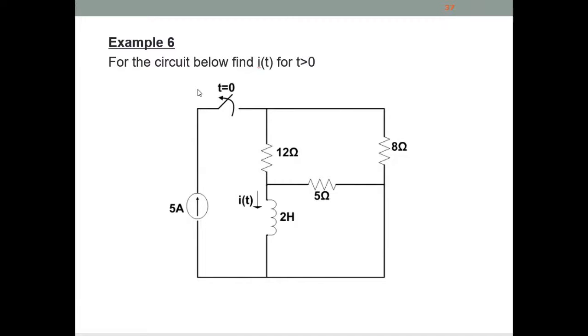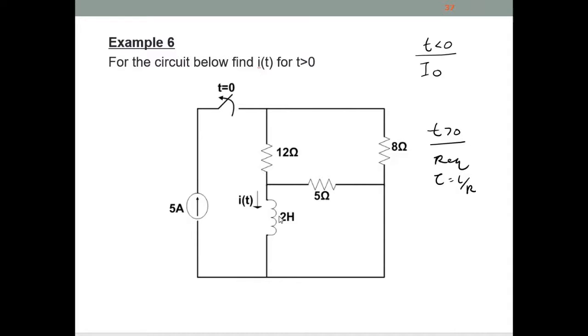We go to the last example of source-free RL. Based on this circuit, find IT, the current that flows through this inductor. In order to answer this, we need to analyze the circuit when t less than 0 to find I naught first, then t more than 0 to find tau, which requires finding R equivalent. Then we can find tau as L over R.